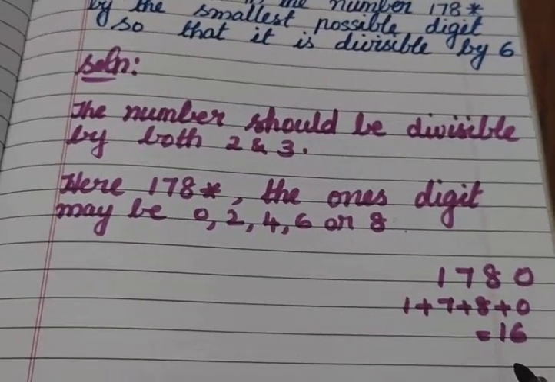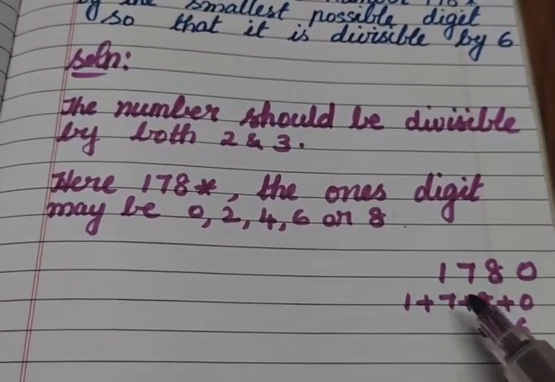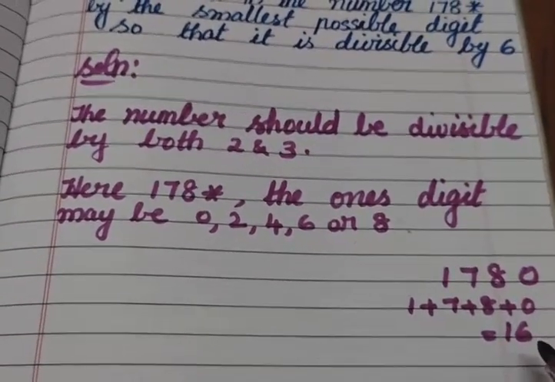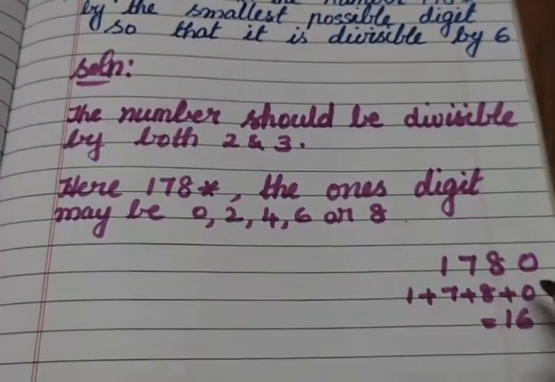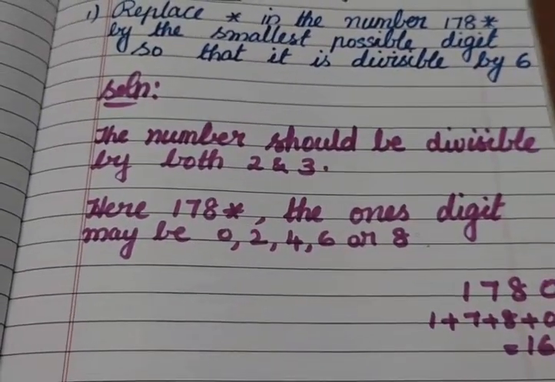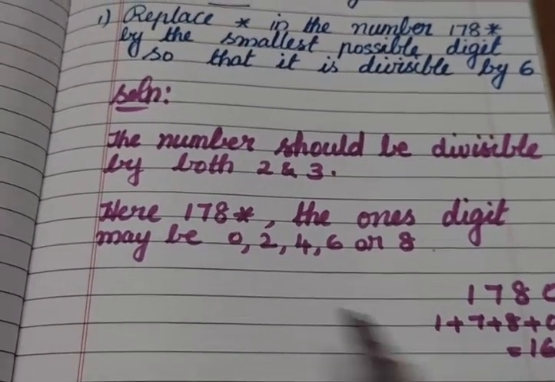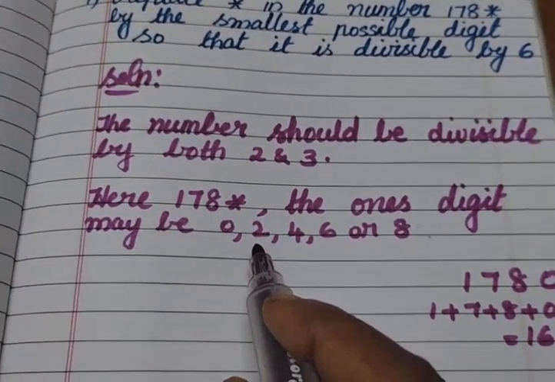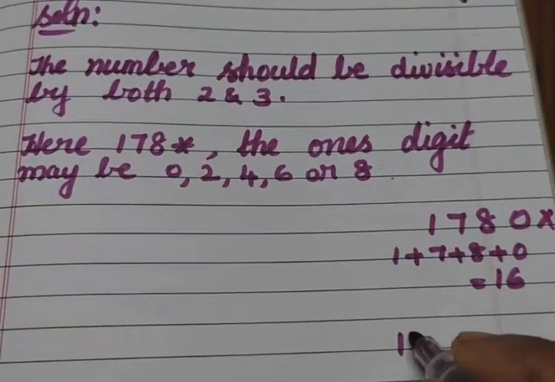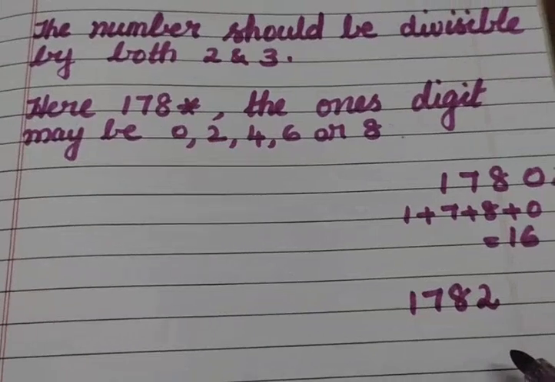No, isn't it? In the table of 3, 16 is not there. So this 1780 is divisible by 2 but not 3. Okay, children, so we can't write 0 here because it is divisible by only 2, not 3. Okay, children, what is the next number? Yes, the ones digit may be 2. So we can give 2 here. 178 is the number. In the place of star we can give 2.